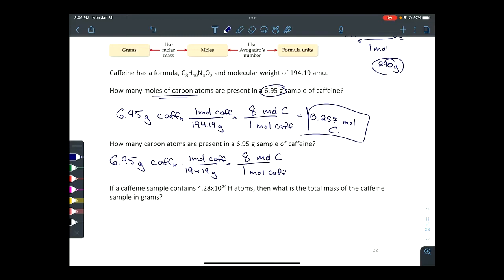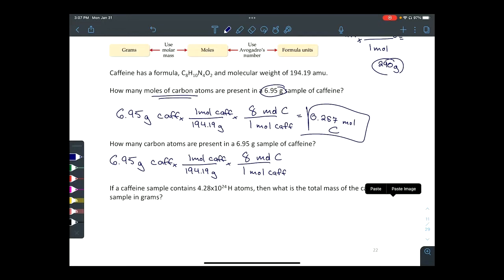Oh, yeah, sure. The answer? 0.287. I mean, if you put it in your calculator, you'll get the answer too, right? Okay. You don't have to depend on me. Your calculator will give you the answer too.